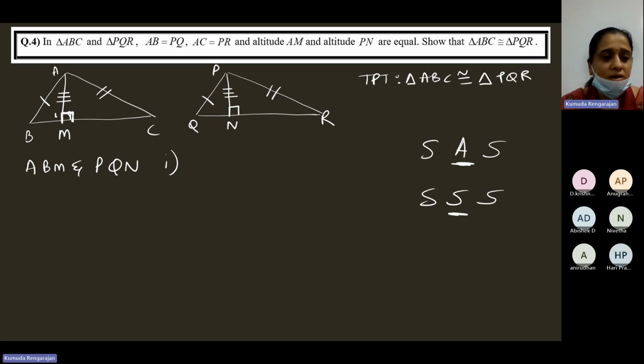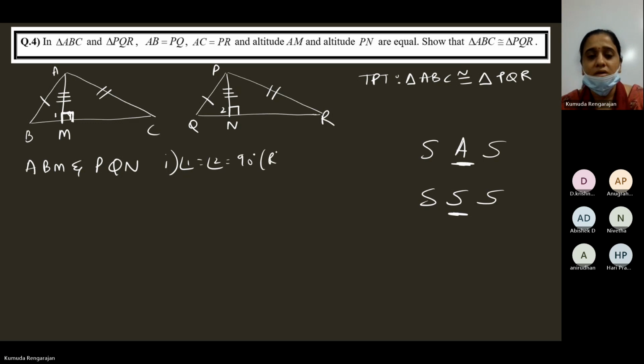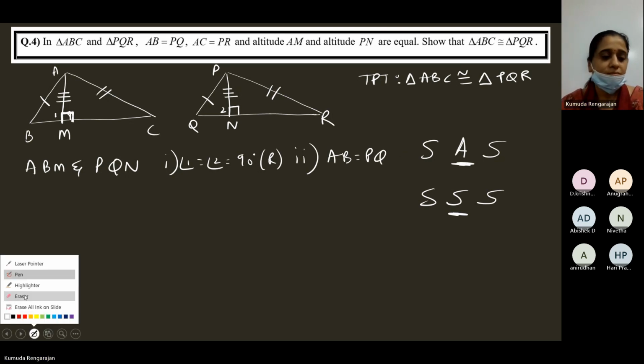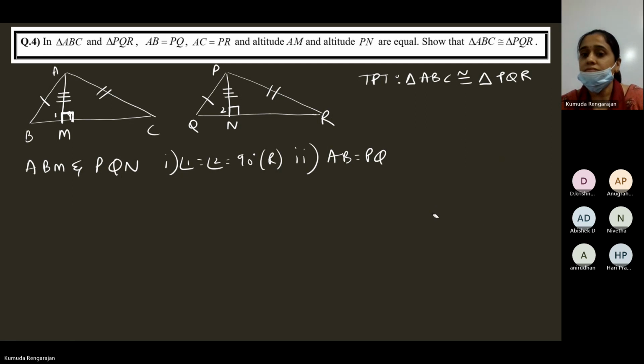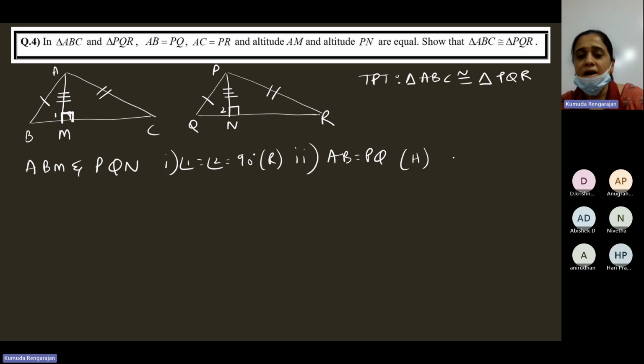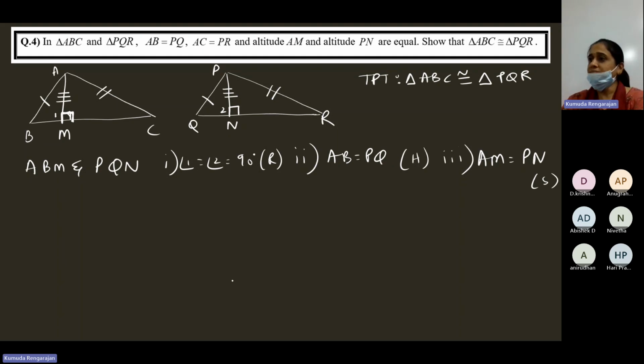We have angle 1 is equal to angle 2, 90 degrees. The right angle is R. Then we have H, which is AB equal to PQ. That's the hypotenuse, H. And then we have any side: side AM is equal to the side PN. That is side. So by the RHS rule, these two triangles are congruent.